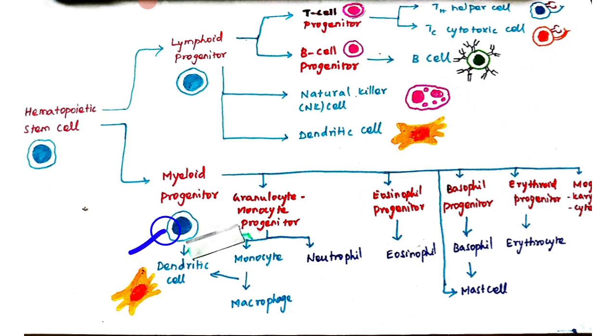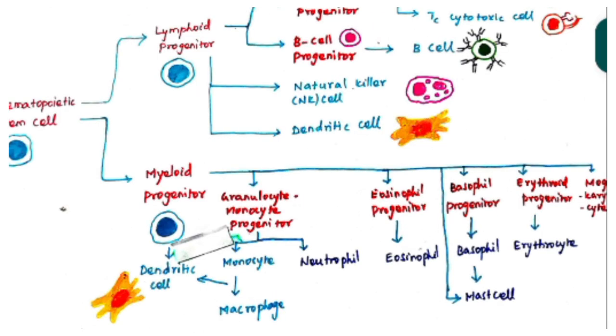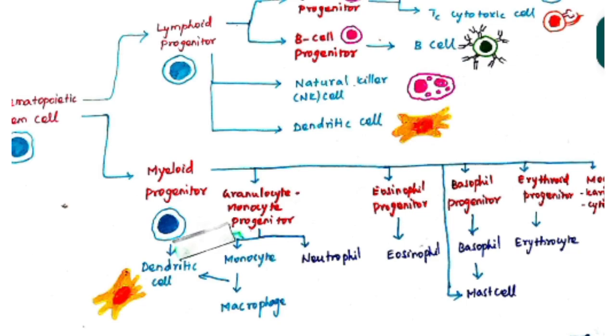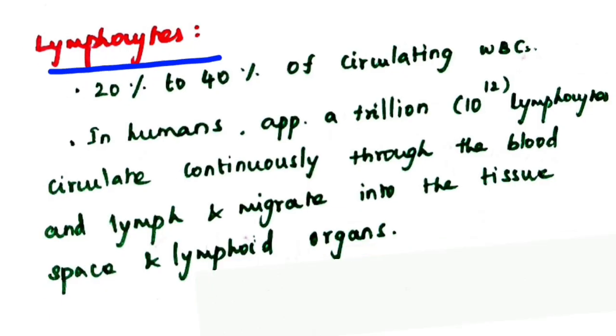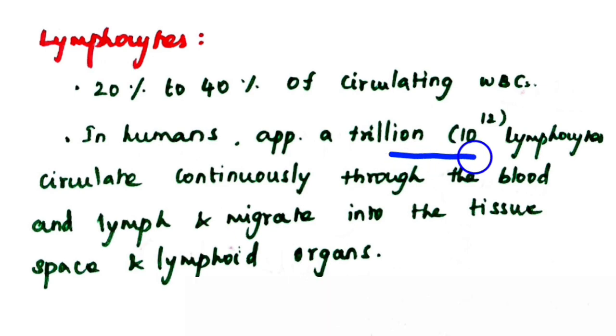Then the dendritic cells are the only cells which can arise from both lymphoid progenitor and myeloid progenitor. Next, let's see in detail about each cell of the immune system. First, let's start with the lymphoid progenitor, that is lymphocytes. These lymphocytes are 20% to 40% of circulating white blood cells. In humans, approximately a trillion, that is 10 power 12, lymphocytes circulate continuously through the blood and lymph, and then migrate into the tissue spaces and lymphoid organs.